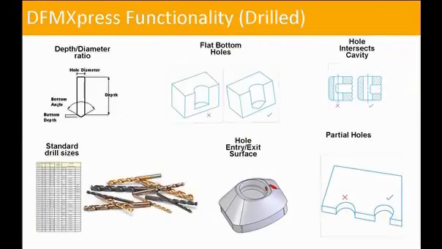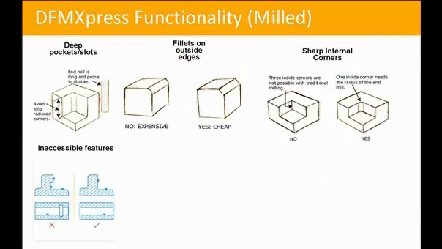Now, we go through examples of the functionalities of DFMXpress. Let's take a look at drilling. In this case, the hole depth to diameter ratio plays a very important role in deciding the manufacturability of a part. Holes with small diameters or high depth to diameter ratios are difficult to machine and are not recommended for convenient mass production. Besides that, deeper holes also make chip removal more difficult if the hole is blind.